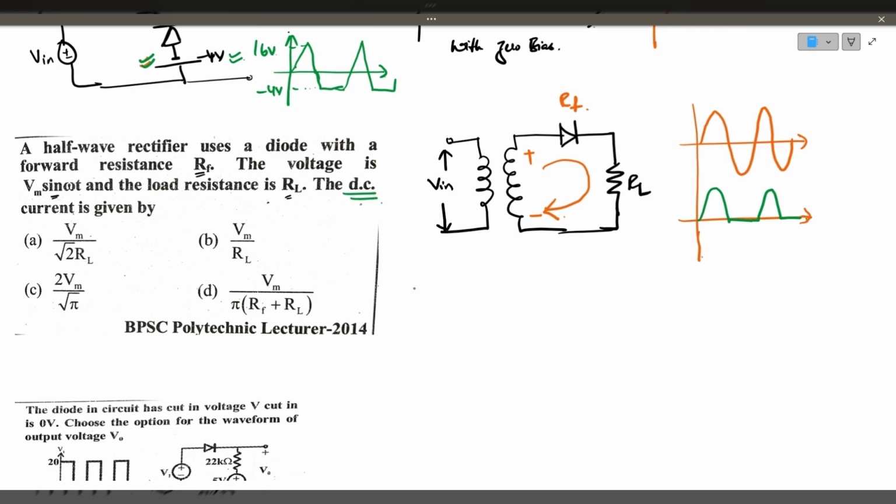DC current, IDC, for the half-wave rectifier is Im by pi. What is Im? That is nothing but I maximum. So to find out Im, we have to convert this into Vm. I is nothing but V by R. This is the basic formula. So here we can write this as Vm by pi R. R means Rf plus RL because the current flows through the diode as well as the load resistance. So the answer is option D.